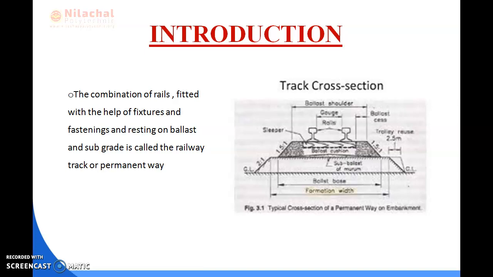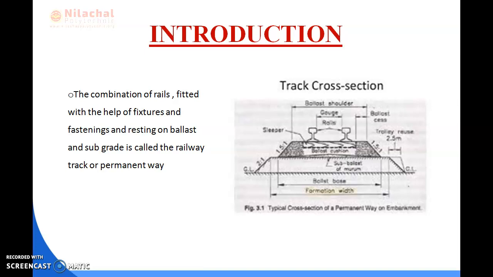Whenever the train moves over the rail, some stresses and loads are applied to the rail, and some vibrations also occur. So whenever the rail is not properly fixed with the sleepers and there is no packing of the ballast, the rail is not able to carry the load of the train. That's why, to stabilize and support the rail, we provide all those fastening instruments.